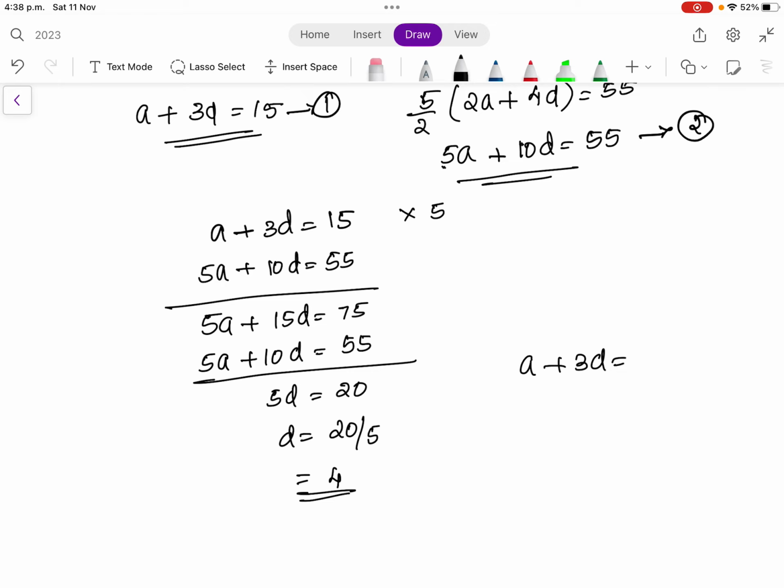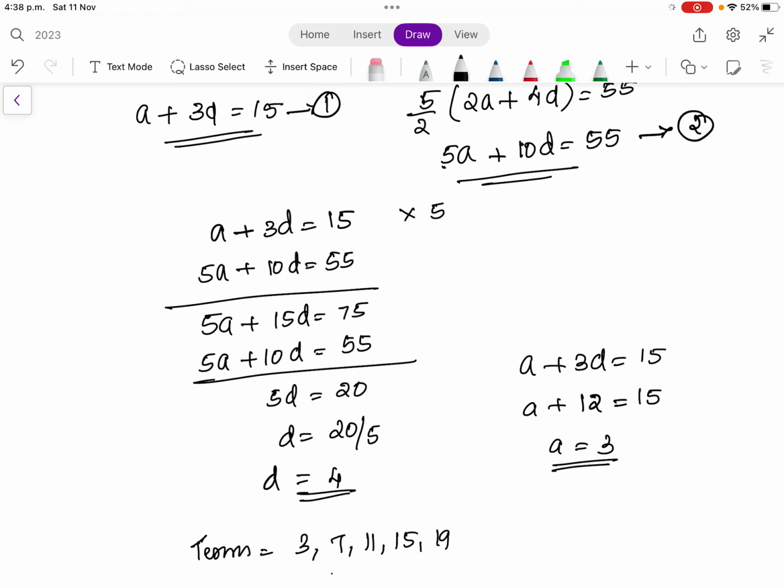So I got the value of d, and I can now substitute the value. So a plus 3d is equal to 15. So a plus 3 times 4, which is equal to 12, is equal to 15. So a is equal to 3. So now I got the value of a and value of d, and now I can write the terms, which is the first term is 3, then you add 4, so it is 7, then add 4, then add 4, and you get the series directly from these two values.